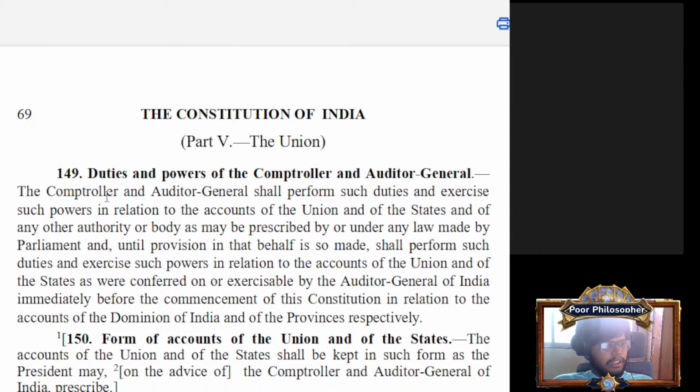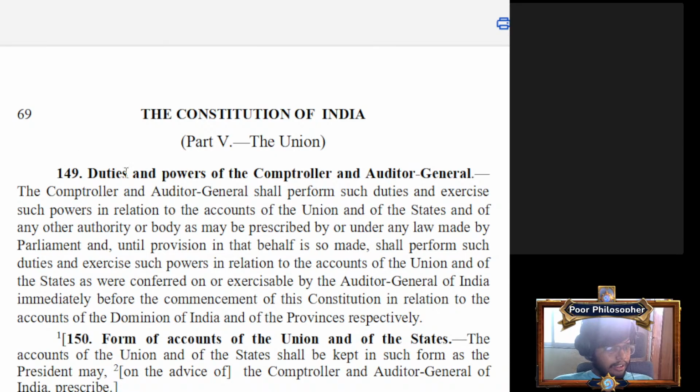Article 149. Okay, I'm going to stop after Article 149, because my brain is not right. I cannot go further.